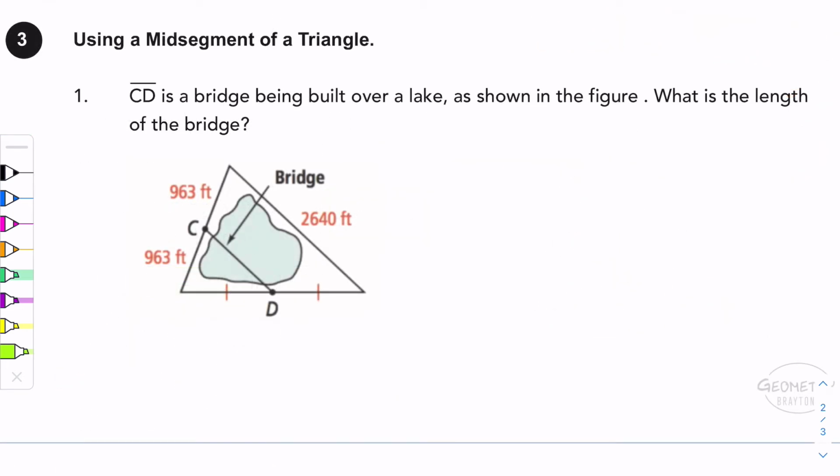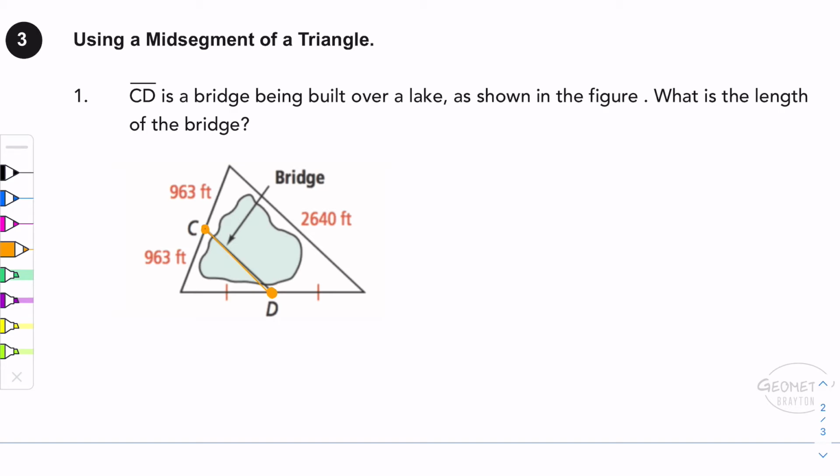And for the last example, we're looking at a real-life model of a bridge. And it says that segment CD, which is the segment crossing over, or you could call it the bridge over this body of water, segment CD is being built over a lake. We want to know what the length of the bridge is.